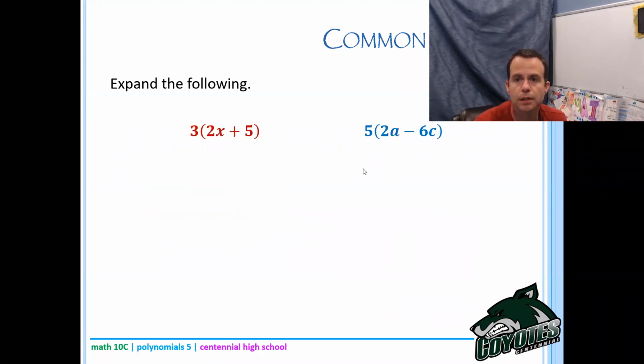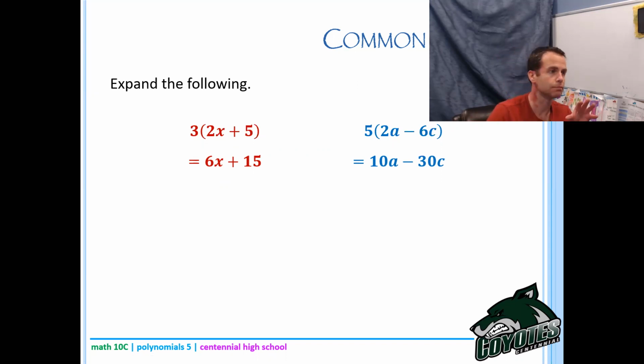Okay, now expand the following. Well, this is old hat for you now. You guys are awesome at this. 3 times 2x is 6x. 3 times 5 is 15, so I end up with 6x plus 15. On the other end here, 5 times 2a would be 10a, and 5 times negative 6c would be negative 30c, okay? So that shouldn't feel new or different or anything like that. We've been doing that for the last couple of days now.